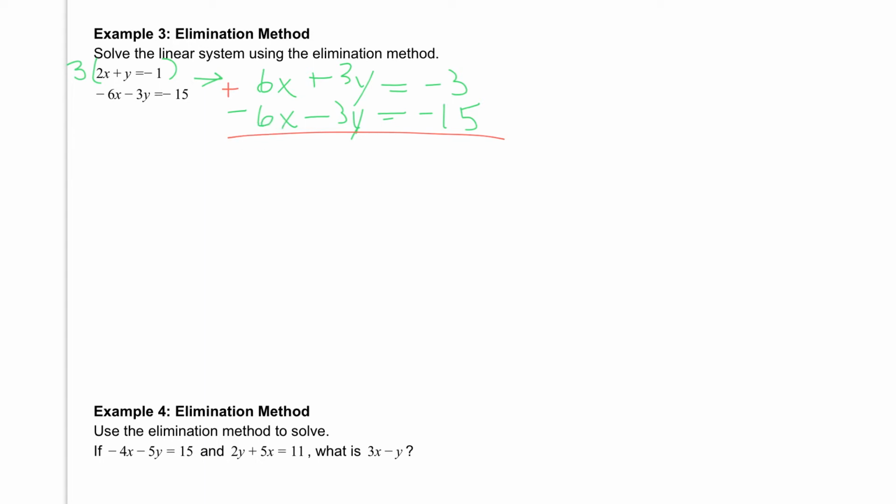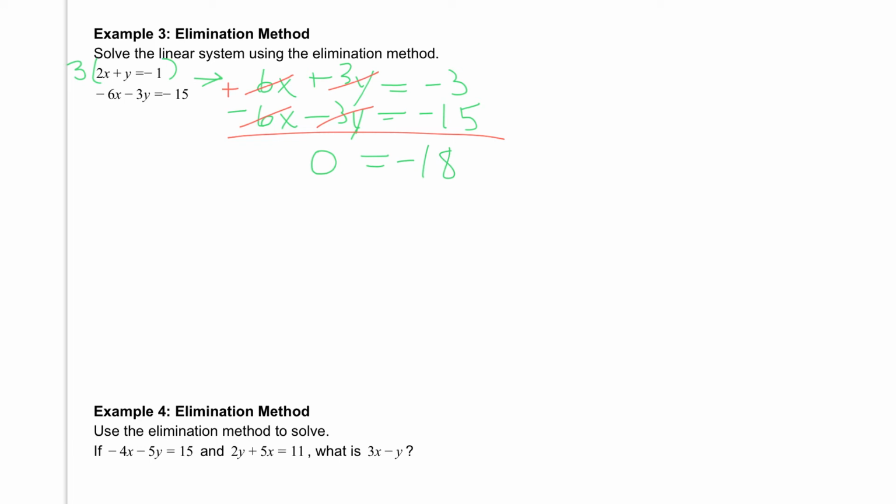6x plus negative 6x, that's 0, so those cancel out. 3y plus a negative 3y is also 0, so my y's are also canceling out, which means I have nothing left on this left-hand side, so I need to represent that with a 0. Equal to, on my right-hand side, I have negative 3 plus a negative 15, which is negative 18.